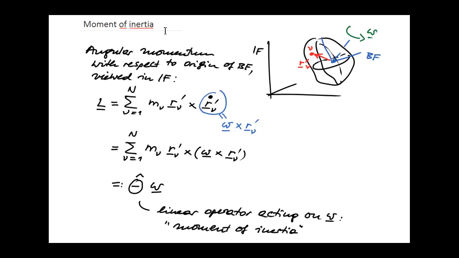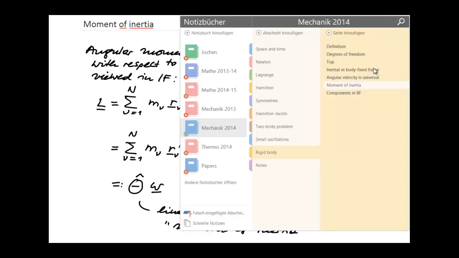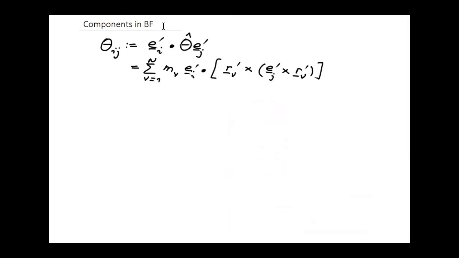Here it's the moment of inertia acting on omega. Now it's acting on a basis vector. So in the formula before the last line, you have to replace the omega by the basis vector, and you get the result that is written here in the square bracket. That's the moment of inertia acting on basis vector e_j prime.